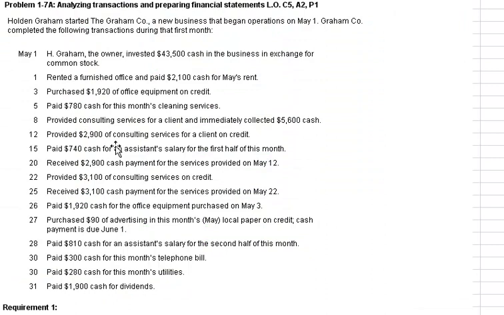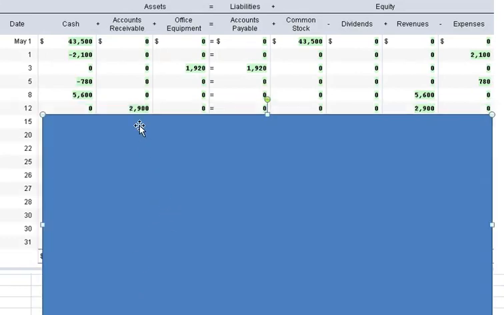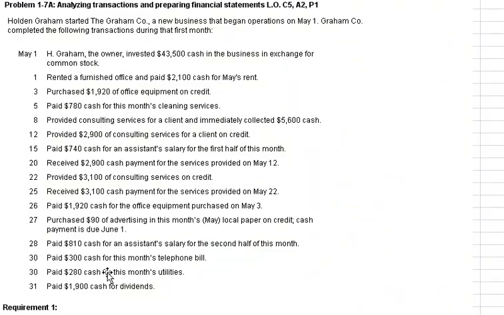Okay, on the 12th, we provided $2,900 of consulting services for a client on credit. Now what that means is they didn't pay us up front, so we expect to receive that in the future. That means we've got a $2,900 debit to accounts receivable, but we still record the revenue because we record revenue when it's earned, and after we've completed the consulting services, we need to record it.